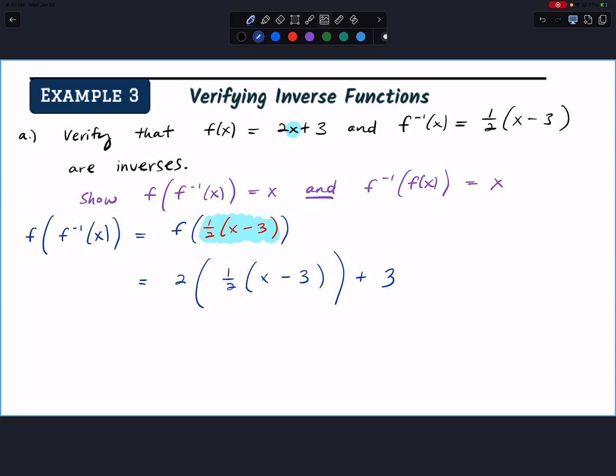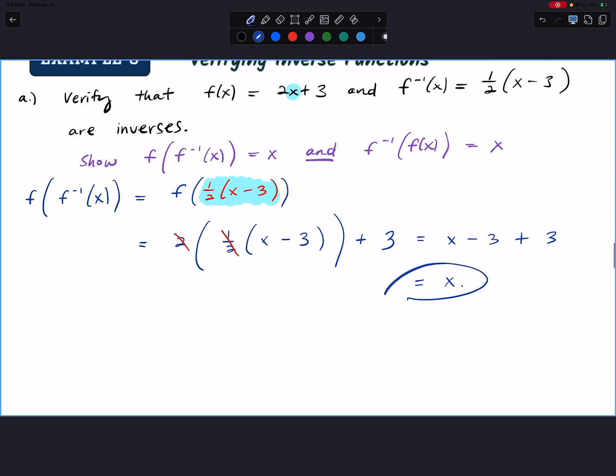Is everybody cool with where that came from? All right, so before we get too crazy and distribute this and make it a mess, what's 2 times 1/2? It's just 1, right? So this will cancel with the 2. So that just leaves me with the parentheses x minus 3 and then plus 3, which simplifies to x. Okay.